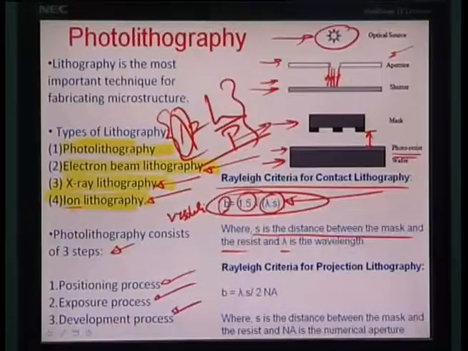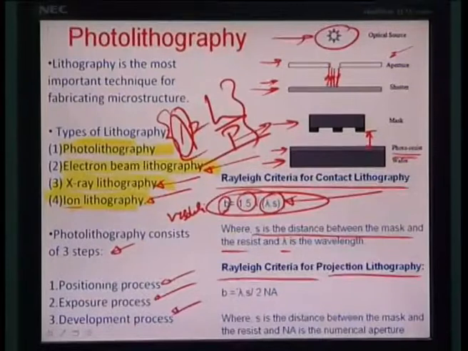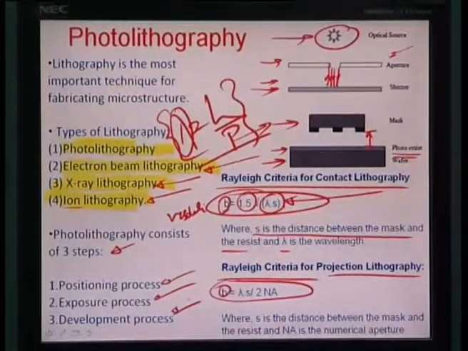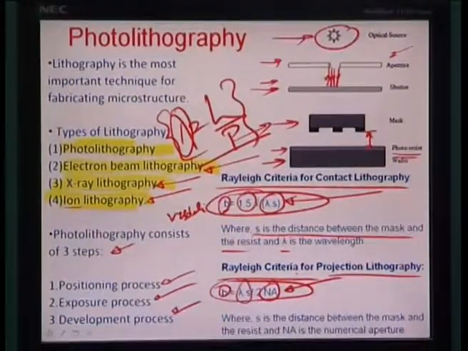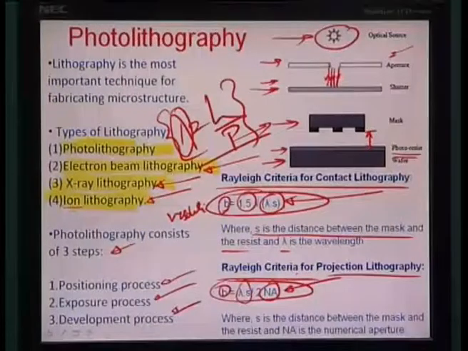So for projection lithography, again the Rayleigh criteria is a little different. B here, the distance of resolution between 2 particles, is directly proportional to lambda, where lambda is the wavelength, and is inversely proportional to the numerical aperture NA of the optical path. Okay.